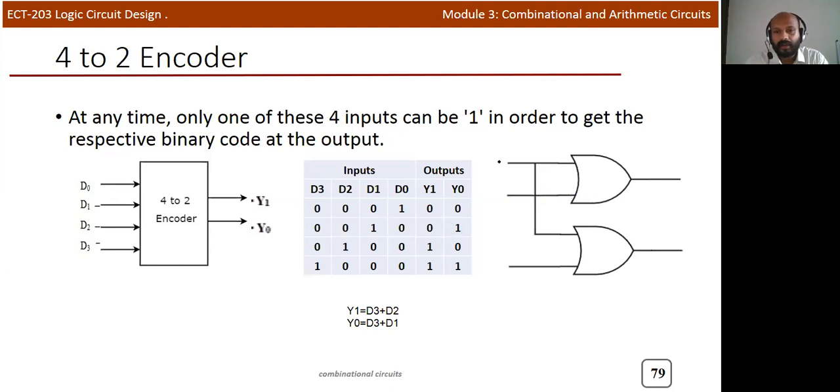These are the inputs D3, D2, D1, and one more input line is required, D0. But in order to implement this y1 and y0, we don't require any D0. So that is not connected in this particular logic circuit. So D3, D2 for y1 and this is for y0. So this is the logic circuit which is inside this 4 to 2 encoder.